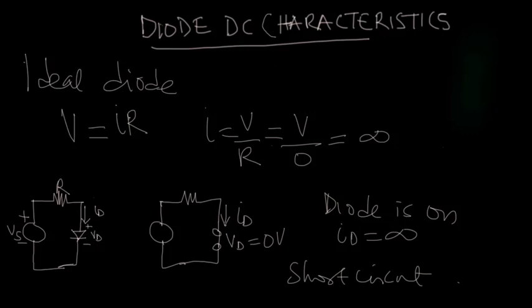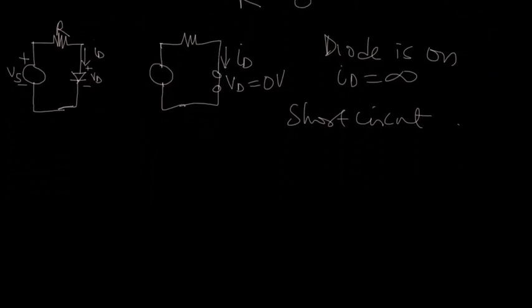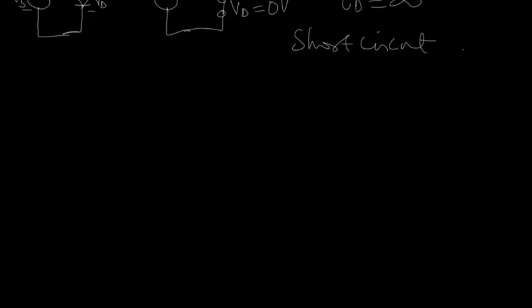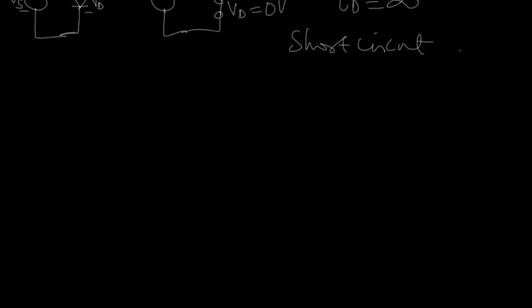What about in the reverse direction? Now let us look at the operation of the ideal diode in the reverse direction. An ideal diode offers infinite resistance in the reverse direction. Remember, I is equal to V over R, and if the resistance is infinite, that simply means that the current is zero. So no current flows through the ideal diode in the reverse direction.